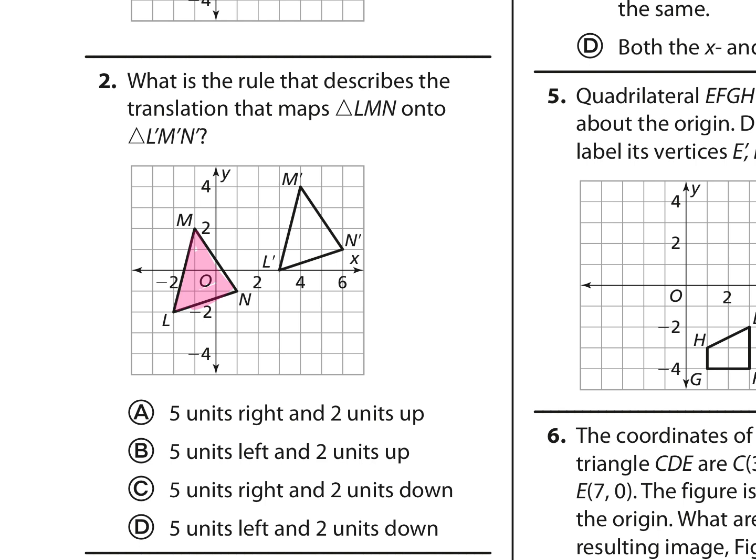Okay, so first of all, let's notice that from M to M prime, I could pick any point, I'm going to the right 1, 2, 3, 4, 5 places. So right 5 units. And then I'm going up 1, 2 places, so up 2. So 5 units right and 2 units up, answer choice A.